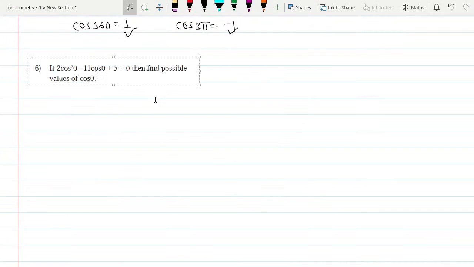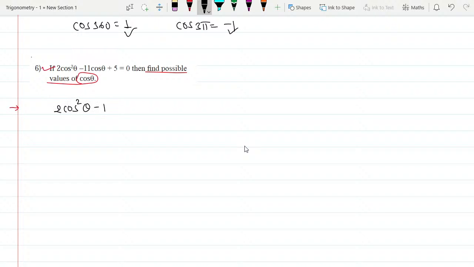Okay, let me paste this. So if 2 cos square theta minus 11 cos theta plus 5 is equal to 0, then find the possible values of cos theta. If this is true, then we have to find the possible values of theta. Let me write the given question as it is. If 2 cos square theta minus 11 cos theta plus 5 is equal to 0, then find the value of theta. Now solve this quadratic equation.